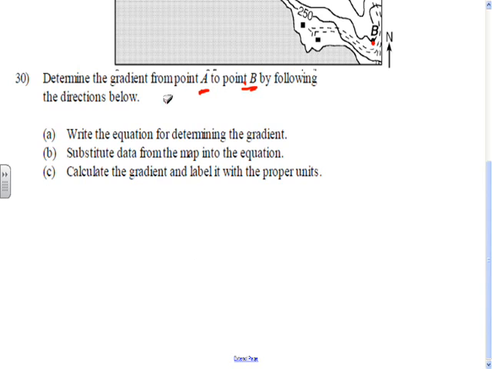So they give you steps to do. First, to find the gradient between A and B, you have to follow these directions. Write the equation for determining the gradient, meaning you have to write the formula. So gradient equals change in field value, which means the difference in elevation between A and B. We don't need to write change in field value, just write elevation.